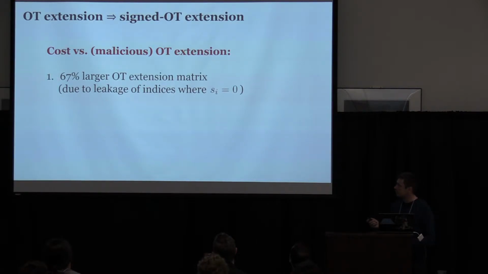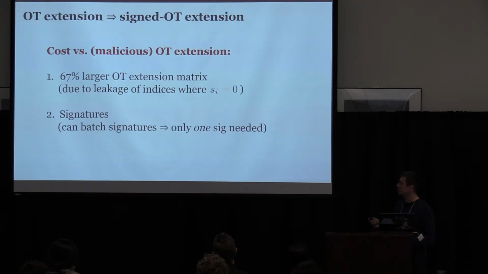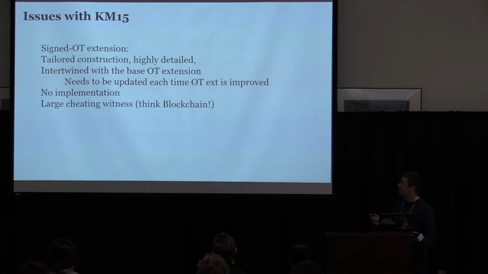Okay, so everything is aligned and works, and the cost overhead is relatively modest. We have to have a 76% larger, wider OT extension matrix. There are a couple of things where we can do better, and this is the motivation for the new work, which is what I'm going to talk about next.